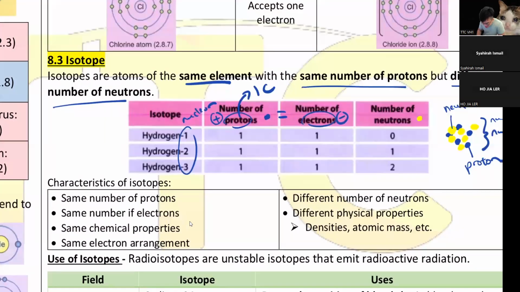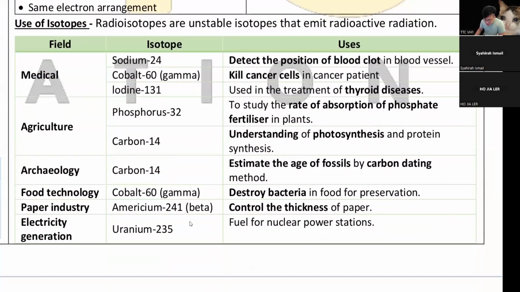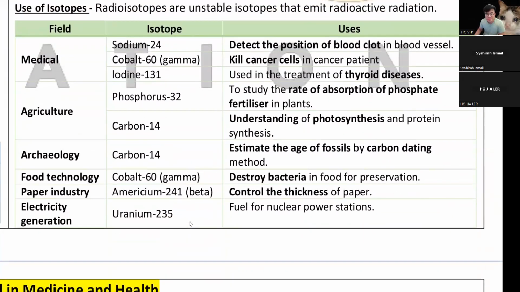So again, guys, isotope: same element, same proton number, different neutron number. And there are some isotopes I want you to know. I'll highlight these few first. Sodium 24, iodine 131, phosphorus 32. These three, why do I group them together? Because they are tracers.